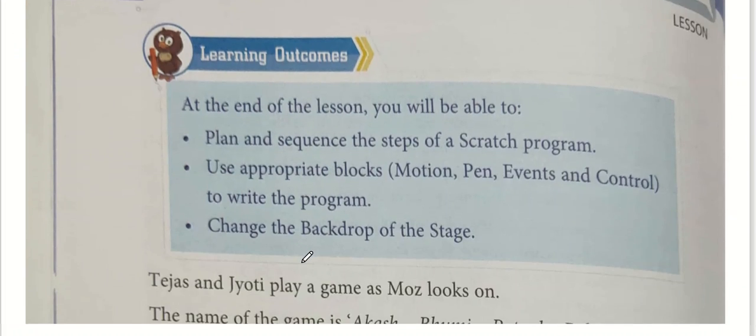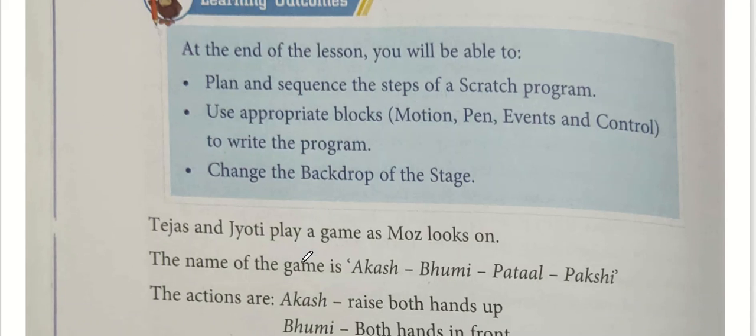Let's have a look at the learning outcomes. At the end of the lesson, you will be able to plan and sequence the steps of a Scratch program. I'll tell you the meaning of sequence. Sequence means line by line. Next is use appropriate blocks, motion, pen, events, and control to write the program. Then third, change the backdrop of the stage. Backdrop is basically the background of the stage.